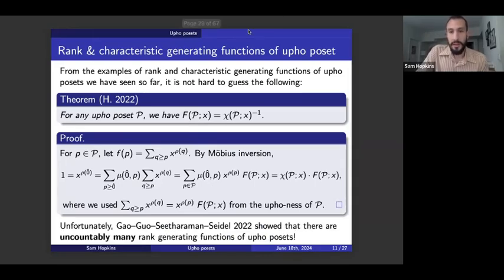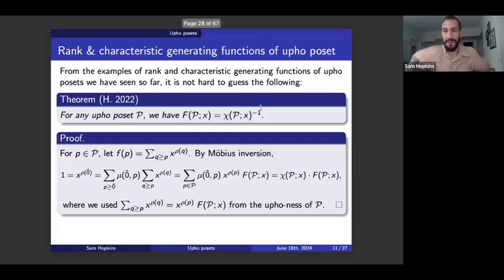Okay, but here's, so I guess I didn't really state what my goal or objective was. So we have this interesting symmetry structure, and we just want to understand, what do Upho posets look like? Like, can we classify them, for example?